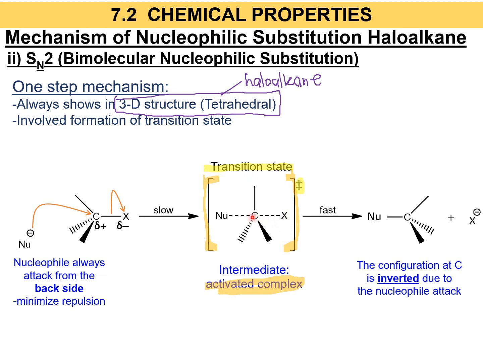Okay, the way you want to draw the 3D structure at transition state, okay, you have to draw it macam dalam bentuk trigonal bipyramidal.